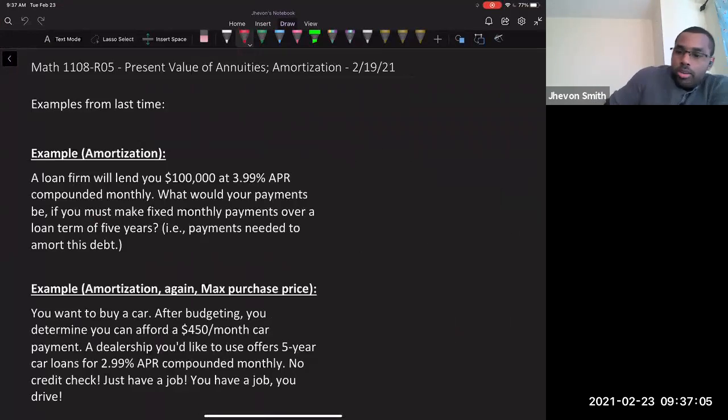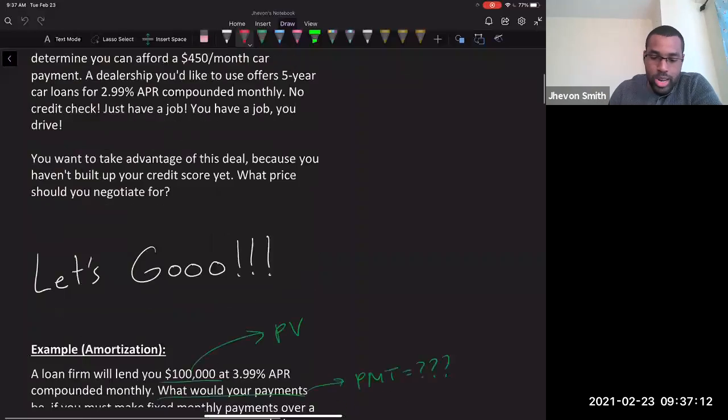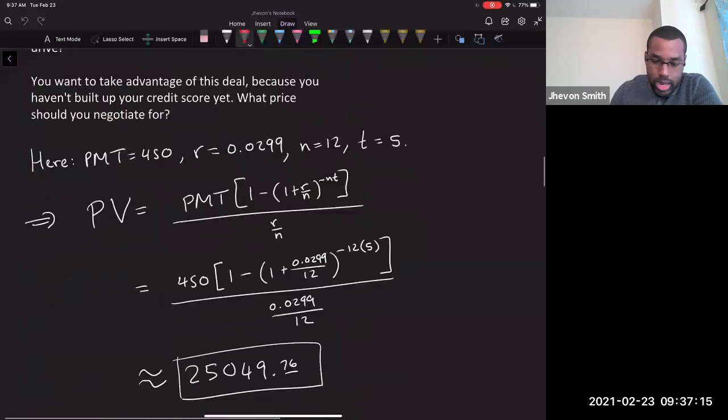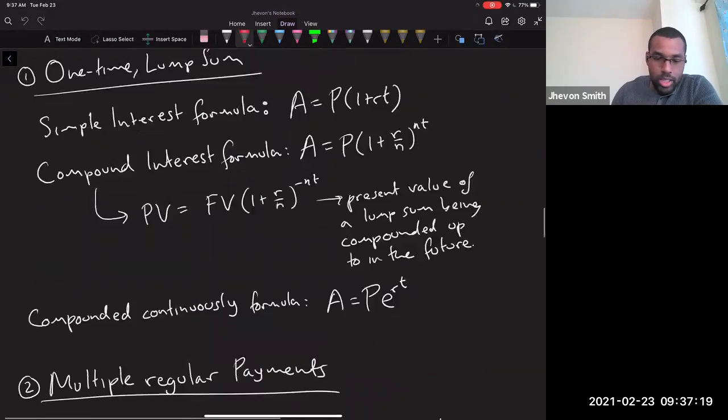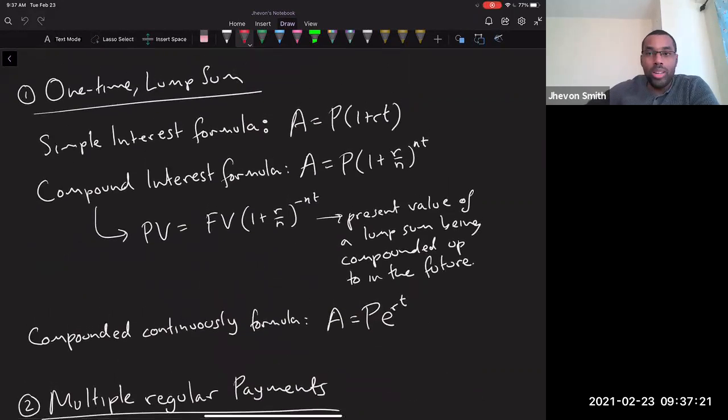All right, so quick recap. We finished chapter 3 last time. So the last thing we spoke about was summarizing all these formulas that we had come across. Okay, so there was the one-time lump sum formulas, right? So these are the formulas that we use when we make a payment one time and then we kind of forget about it, right? And it depends on how interest is being charged. So we look at the simple interest formula, the compound interest formula, and the compounded continuously interest formula.